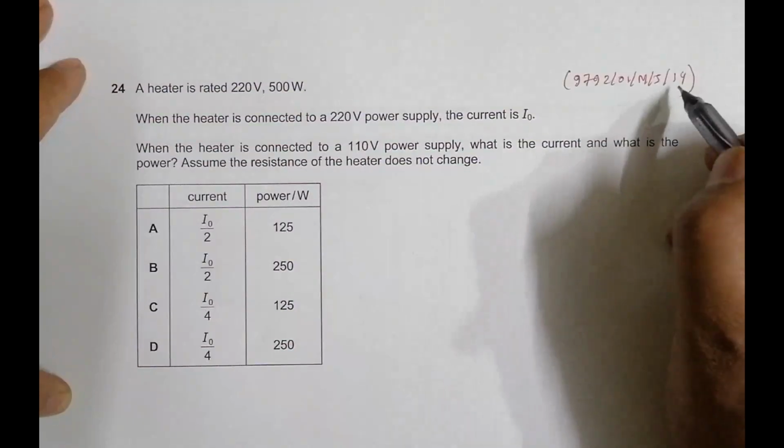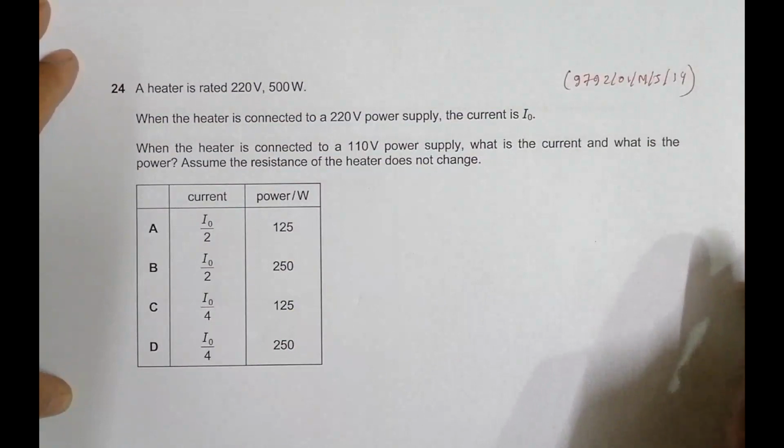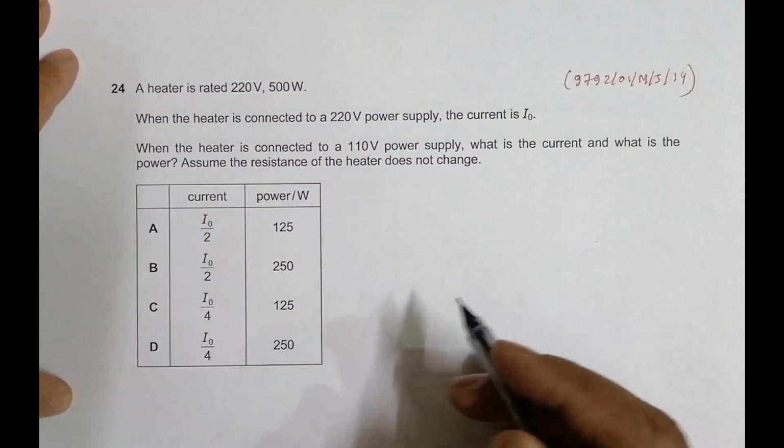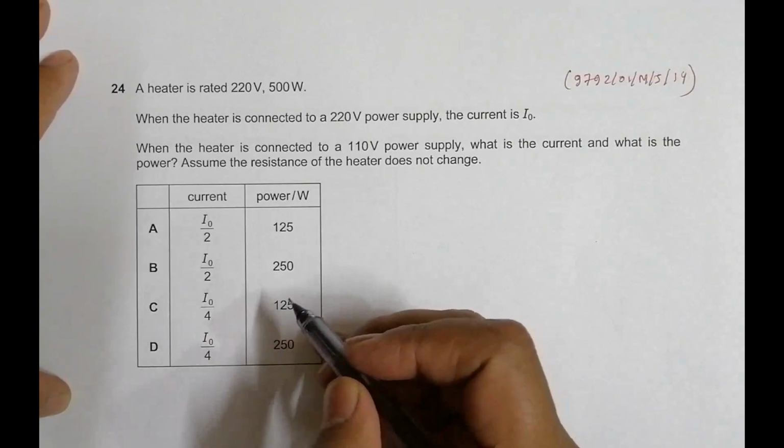Hello folks, this is 2014 May-June paper 1 and question number 24 of Cambridge Pre-University Certificate, which is useful for our CAIE A-level students as well. So this question is concerned with the chapter current electricity.